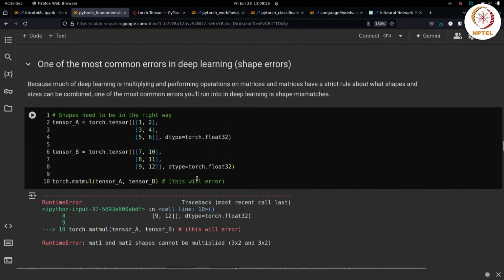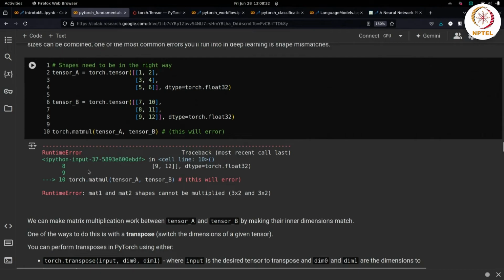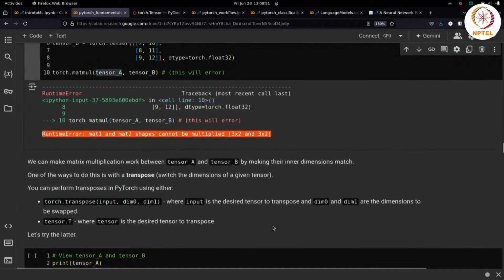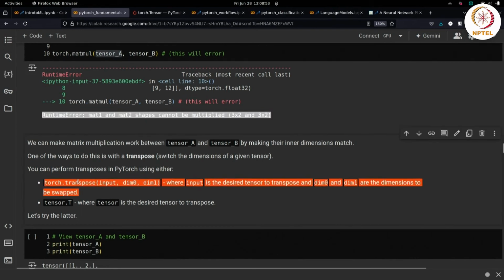Again, as I said, if you have to multiply two matrices, their inner dimensions have to match, and this makes for one of the most common errors in any deep learning framework, where you're trying to do a matrix multiplication but their dimensions don't match, right? So tensor A, tensor B here are both 3 by 2 cross 3 by 2, and when you try to multiply them, you get this error saying that mat1 and mat2 shapes cannot be multiplied. Their individual shapes are these.